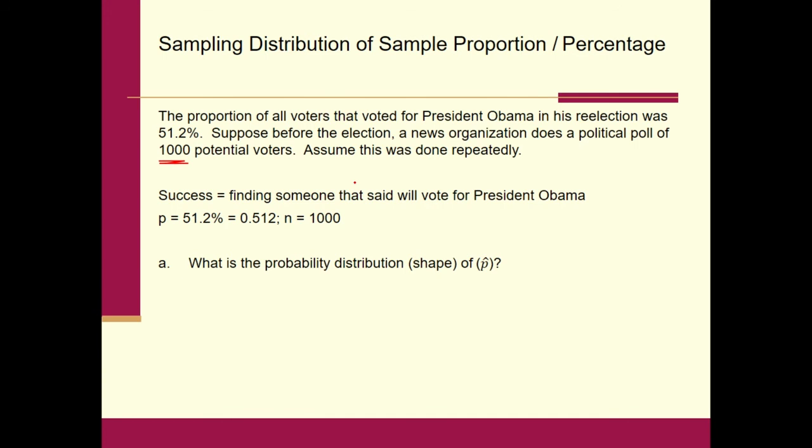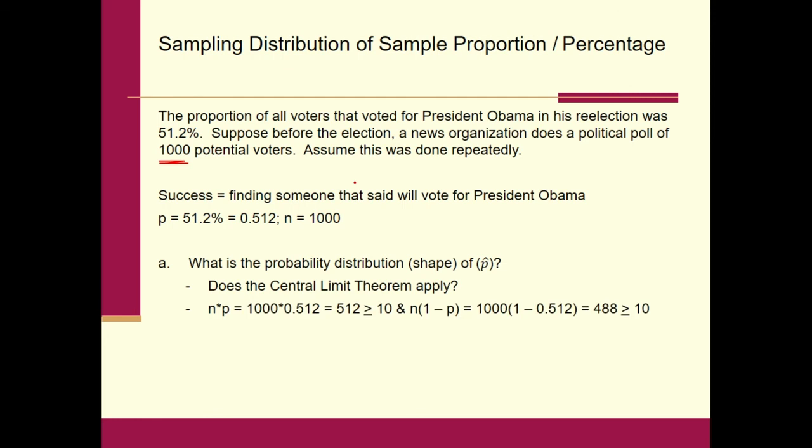Let's start with the probability distribution of p hat. We've got to ask ourselves, does the central limit theorem apply? Certainly it does here. n is 1,000 times p of 0.512, we get 512. That's greater than or equal to 10. Check mark. We do exactly the same thing over here, we get 488. It's greater than or equal to 10. Check mark. Both of them apply. That means the central limit theorem applies, and the sampling distribution is approximately normal. And we don't have to look at binomial things at that point. It turns into this nice, beautiful looking bell-shaped curve.